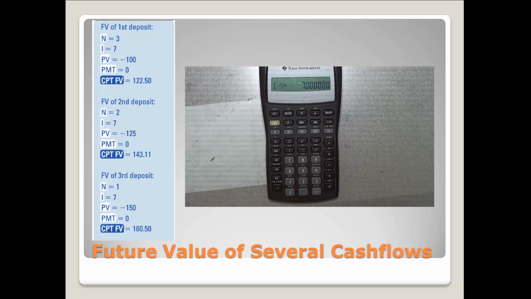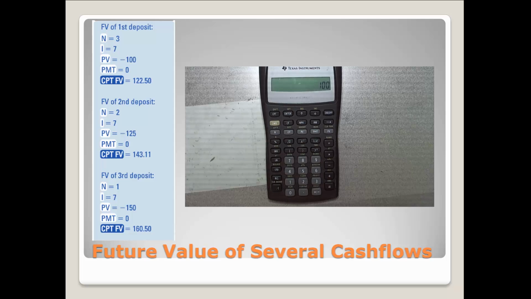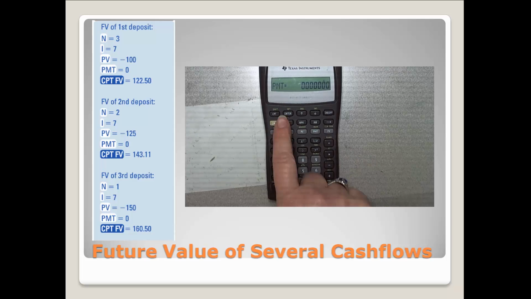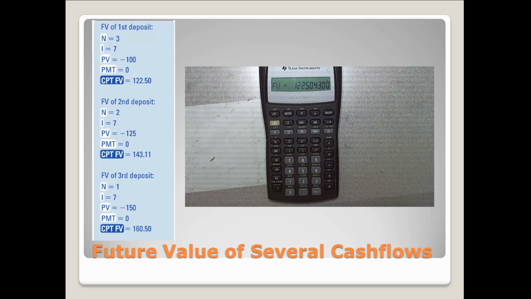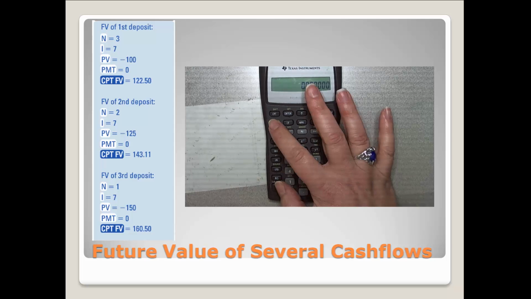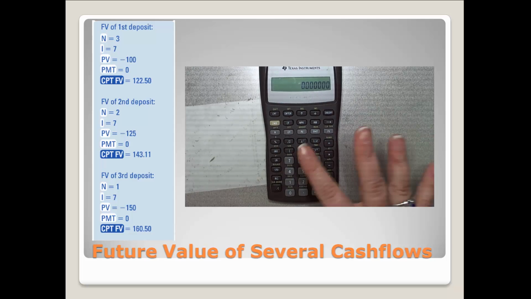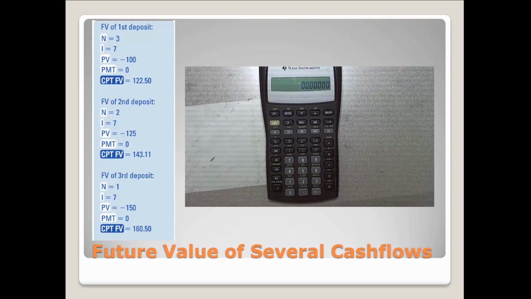Since we don't have a payment and we're calculating future value, this forces us to enter the present value as a negative number. So the present value is $100. And so we have that plus/minus key and PV. There'll be no payments. And then we're going to compute the future value, which is compute FV, which gives us $122.50. And so we write down that answer, and then we do the next calculation. And you'll notice every time I do a time value of money calculation, I completely clear out my calculator. It's just a force of habit.